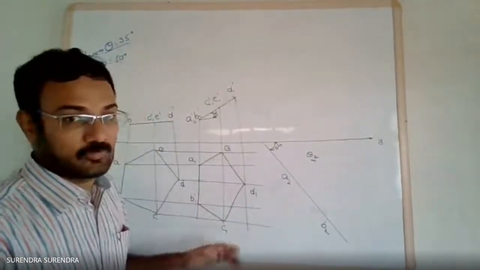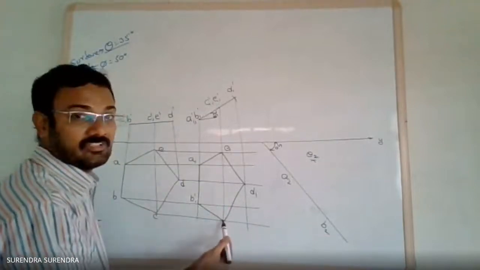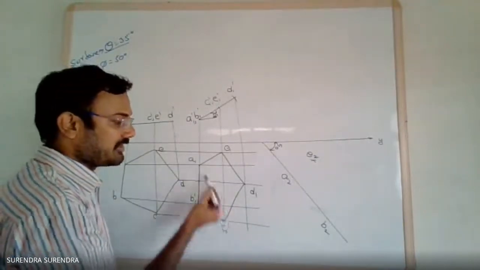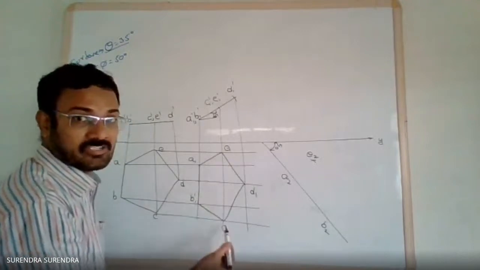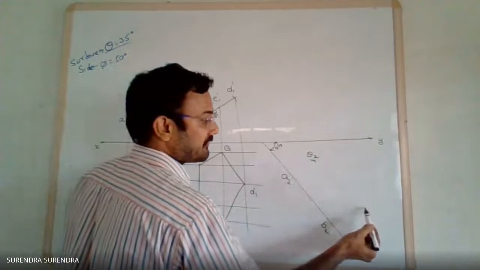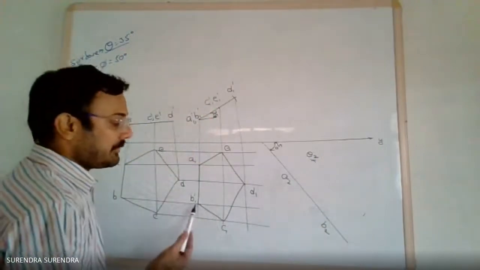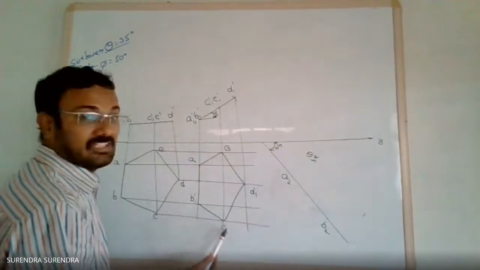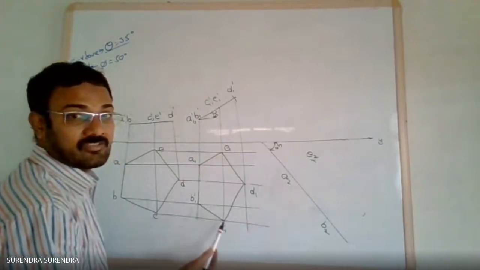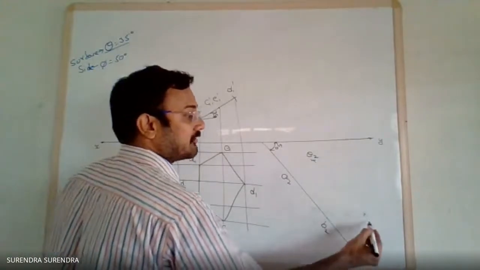Similarly, for the remaining two points, I am repeating. Measure the distance from A1 to C1. Set the compass radius to A1 to C1 and with A2 as center, draw an arc. Next, measure the distance from B to C. With B2 as center, draw an arc. We get the point C2.